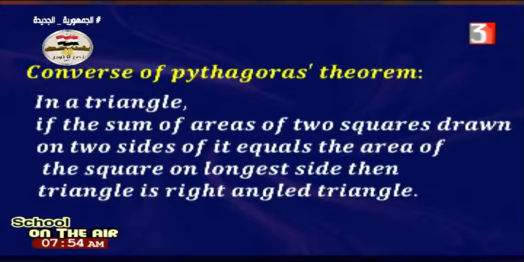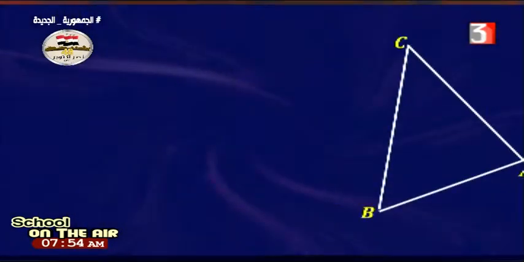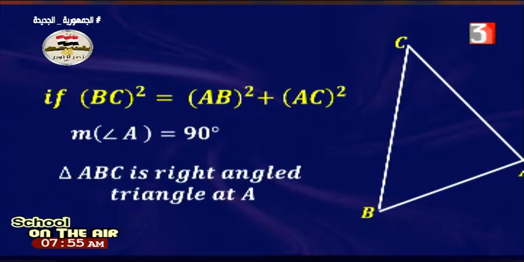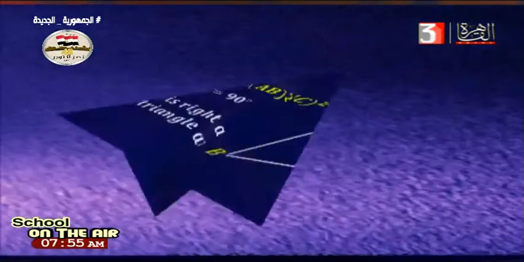How? First of all, look carefully. If you have triangle ABC, and if the length of BC squared equals AB squared plus AC squared, which is the rule of Pythagoras theorem, then you are going to notice that measure angle A equals 90 degrees. It means that the triangle is right angle triangle at A. Then we are going to take some examples to obtain this result.